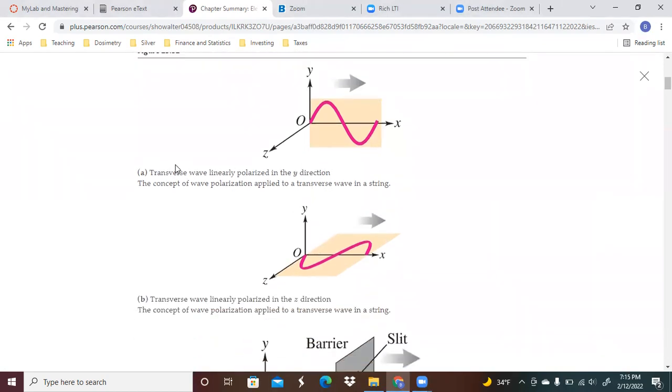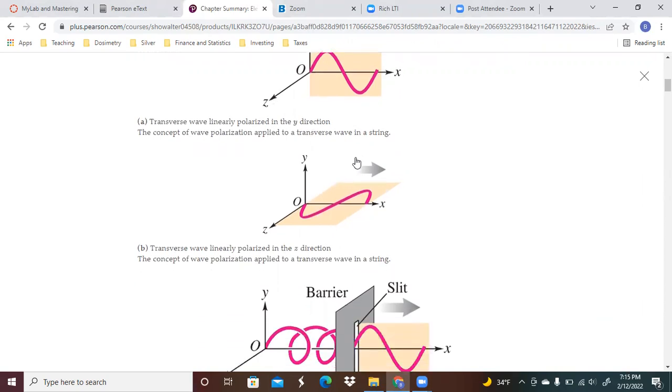So here we've got a transverse wave going up and down. It is perpendicular to the motion of the wave, and it's linearly polarized in the y direction. So the concept of wave polarization applied to transverse waves on a string. That's what we're looking at here. Transverse waves linearly polarized in the z direction. The concept of wave polarization applied to transverse waves, again, in a string.